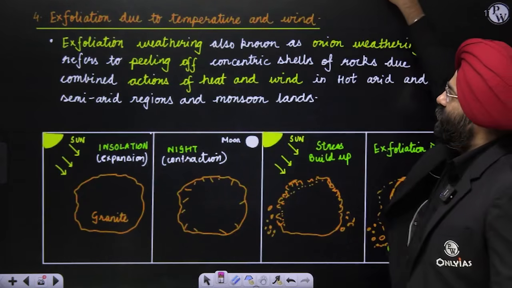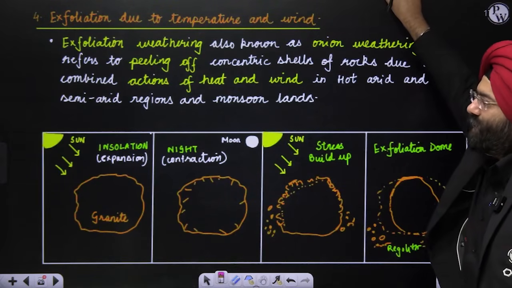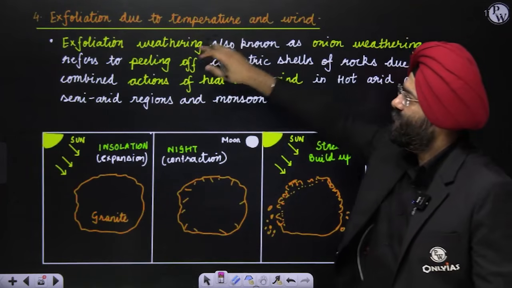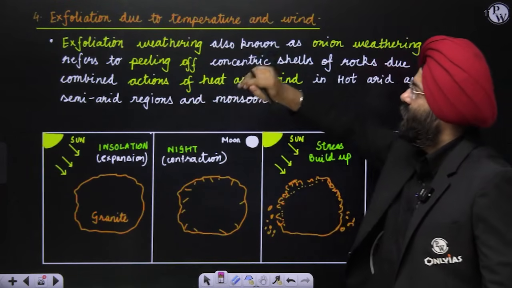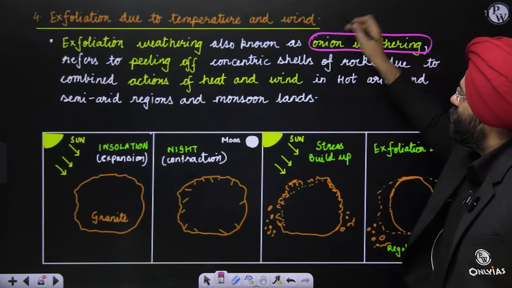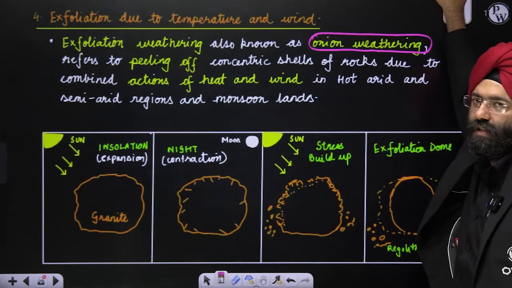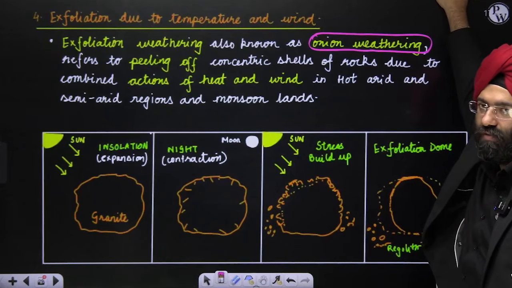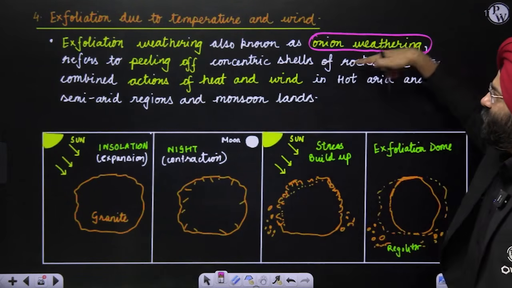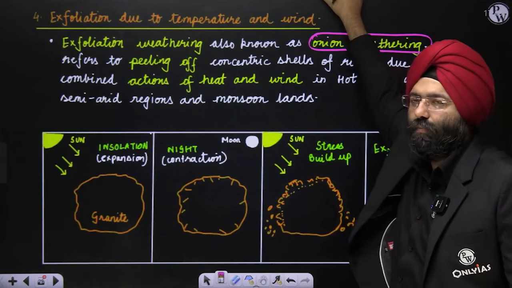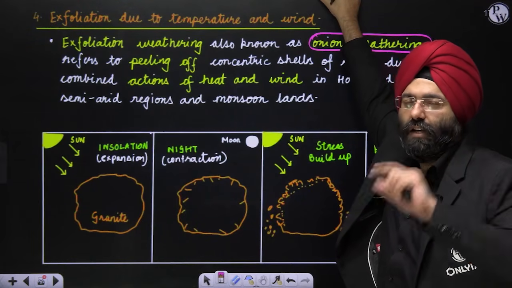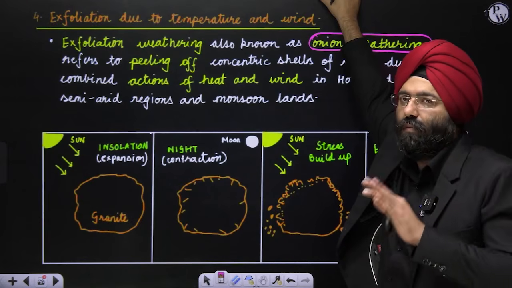Exfoliation due to temperature and wind. Over here, temperature and wind are playing a very important role. Now see here, exfoliation weathering is also known as onion weathering. Very important concept. This has been asked in your preliminary examination and repeatedly in the PCS examinations. Please remember this. It refers to the peeling of concentric shells of rocks. What do you mean by peeling? Like an onion has so many layers, you keep on peeling one layer after another. Similarly, over here, a similar phenomenon is happening.